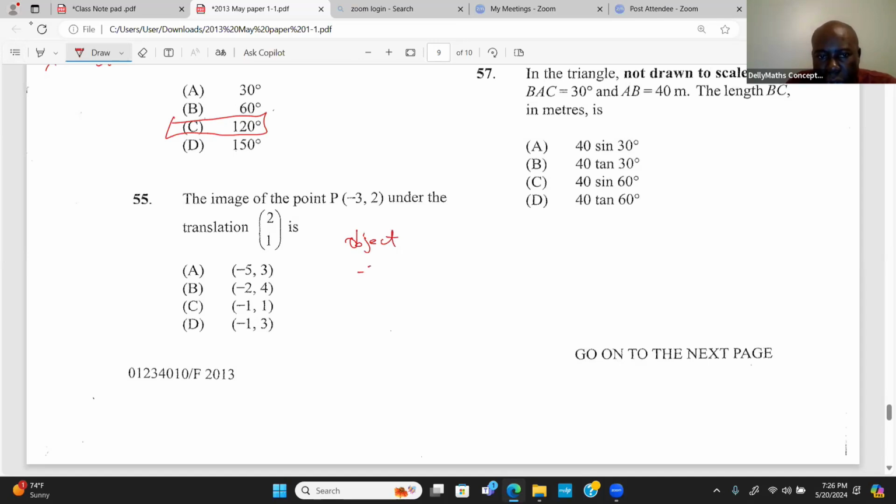All right, and the object, so we're going to represent it like this. I'm going to represent it like this for you first, plus the translation.